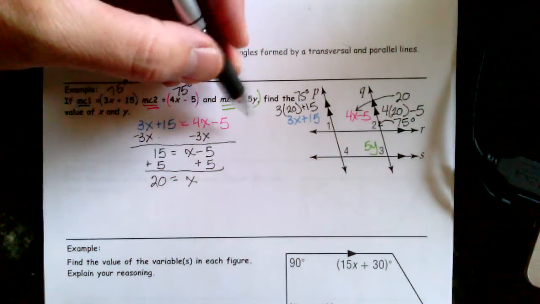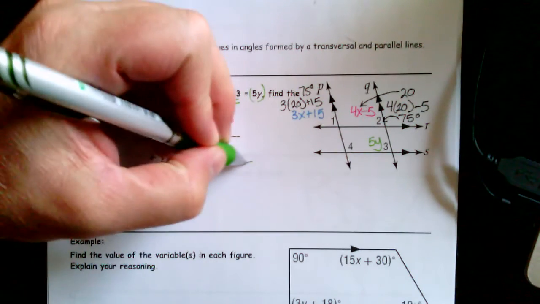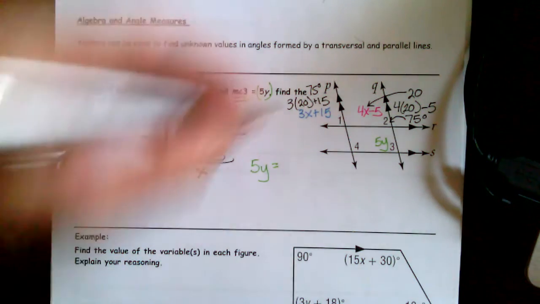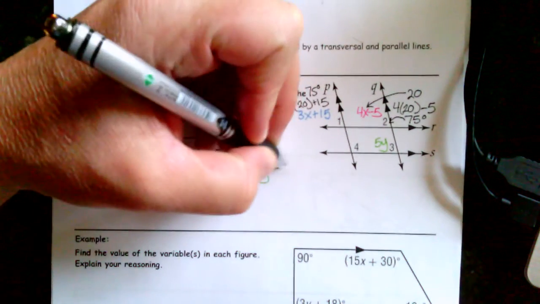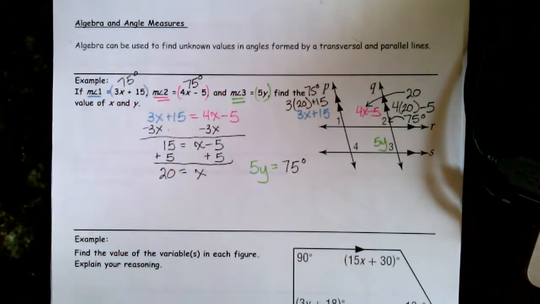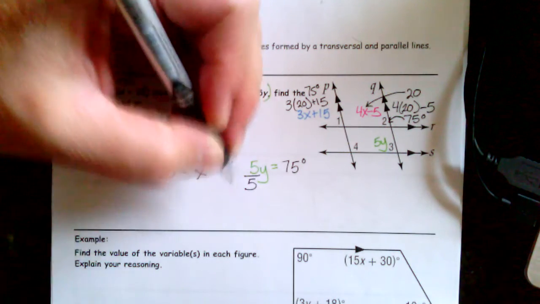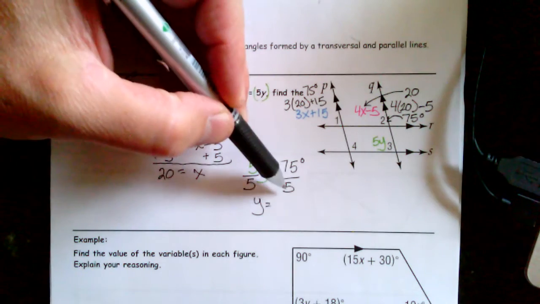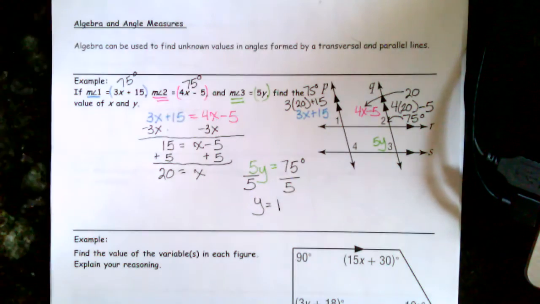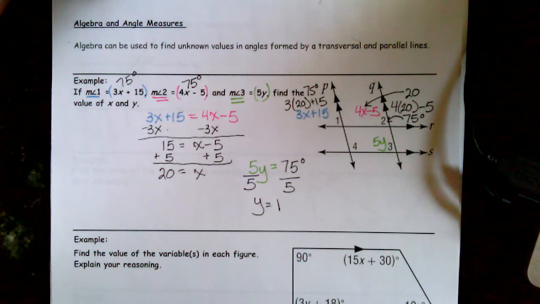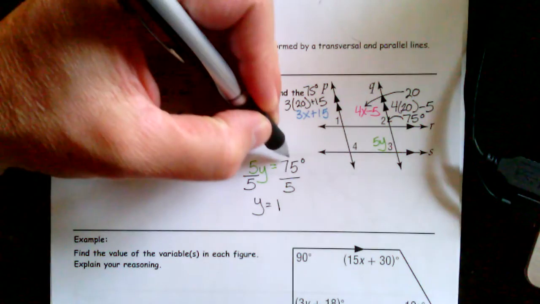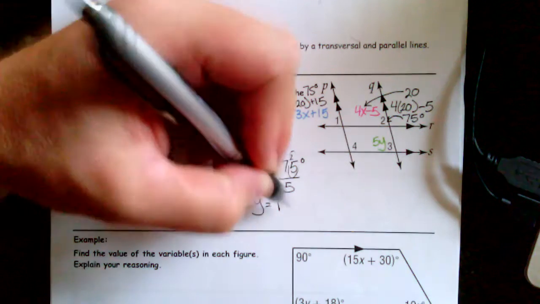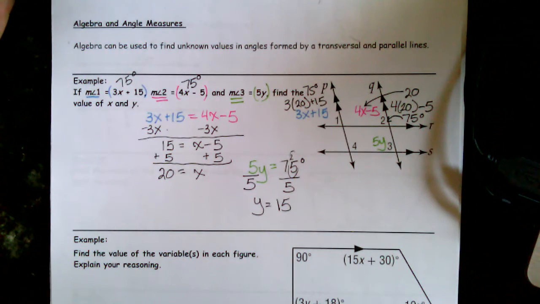So to find y, I know 5y is equal to angle 2, or is equal to 75 degrees. So divide both sides by 5. Remember short division. 5 goes into 7 one time. Remainder, what's the remainder there? It'd be 2. So 5 goes into that second little number, short division, 5 times. So y is 15.